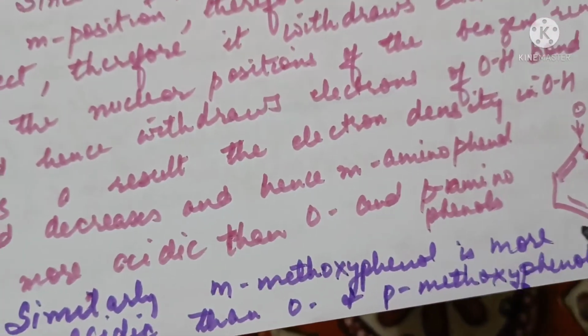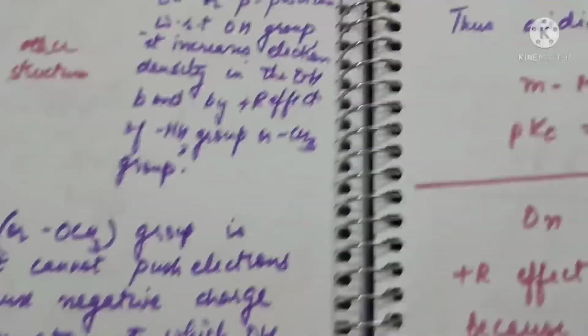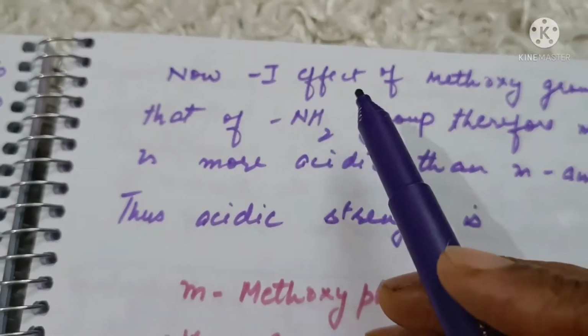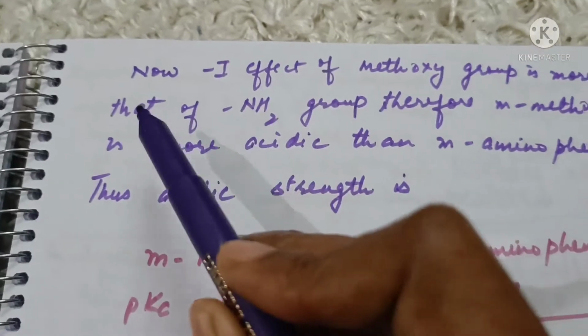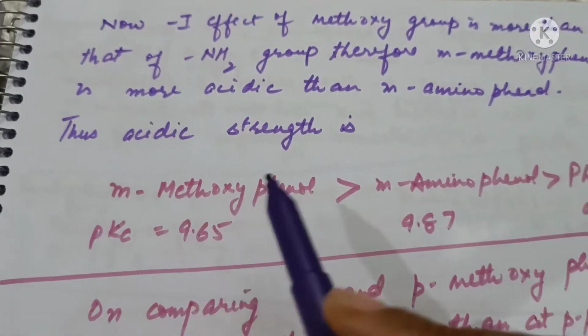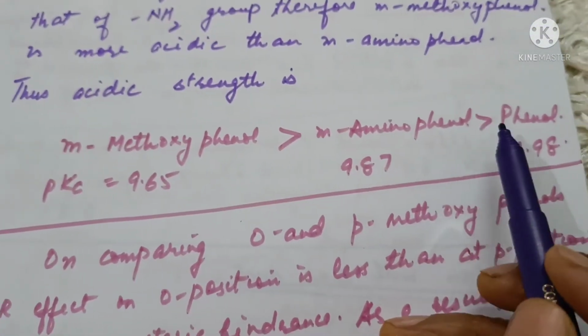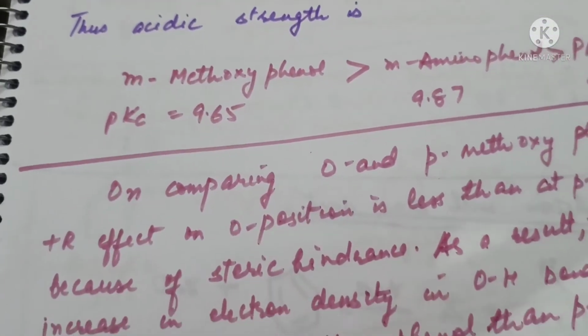Similarly, meta-methoxyphenol is more acidic than ortho and para-methoxyphenol. Now, minus I effect of the methoxy group is more than that of the amino group. So, meta-methoxyphenol will be more acidic than meta-aminophenol, which is more acidic than phenol.